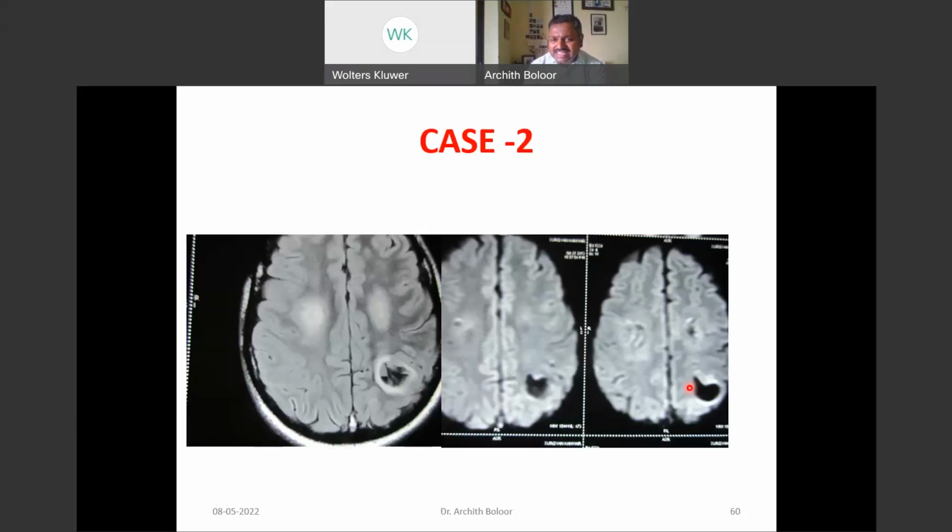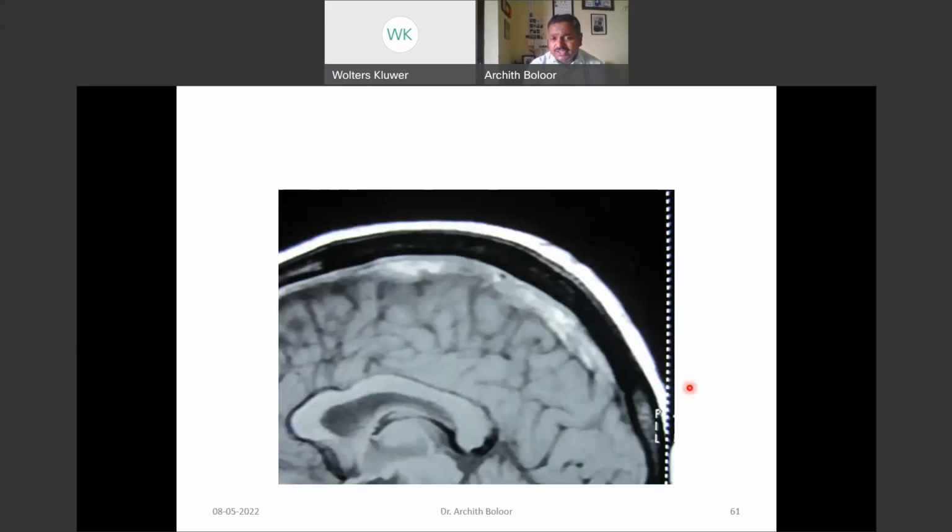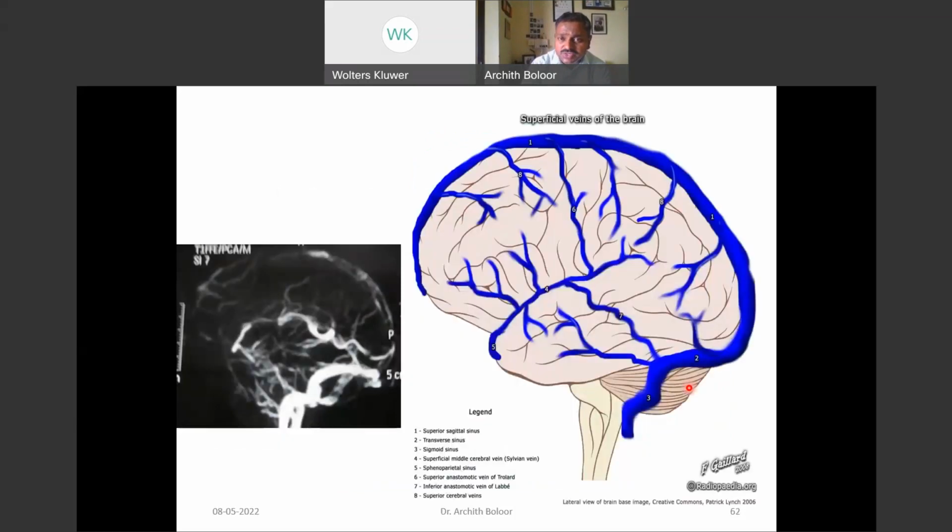Coming on to the second case where the patient presented with some sort of features like a stroke, and imaging showed something like an SOL that you can see there, and you see that the venous sinuses are full there. So this is a very, very common thing that we see. All of you would have also seen in your colleges or schools. That is the venous thrombosis.